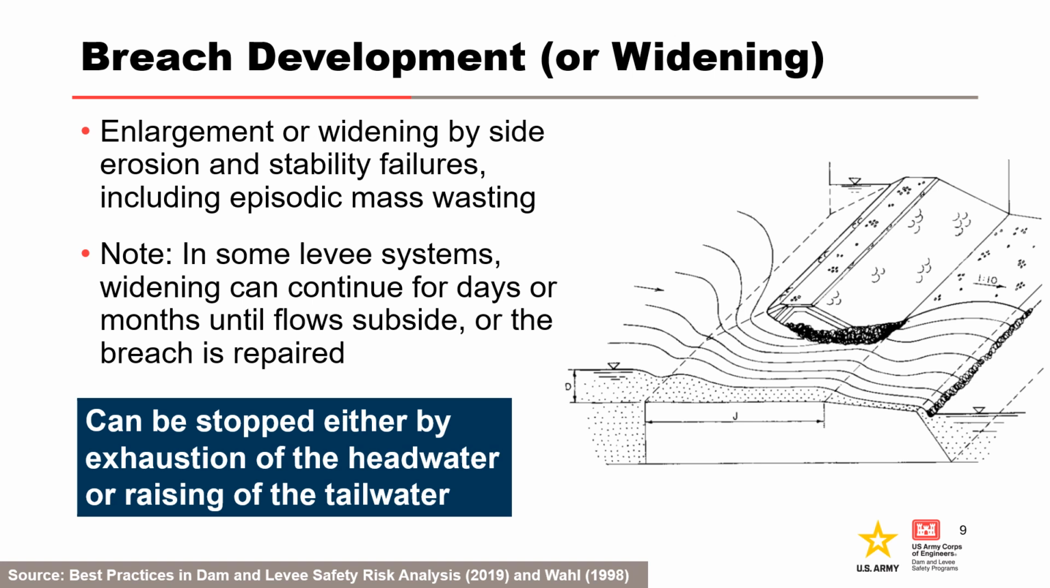The widening can be stopped either by exhaustion of the headwater or raising of the tailwater that reduces breach inflow to non-erosive velocities. In some levee systems, widening can continue for days or months until flows subside or the breach is repaired. The end breach time in the HEC-RAS model can occur before the true end of the breach widening phase. The hydraulic model typically only cares about the main part of the formation and widening phase.